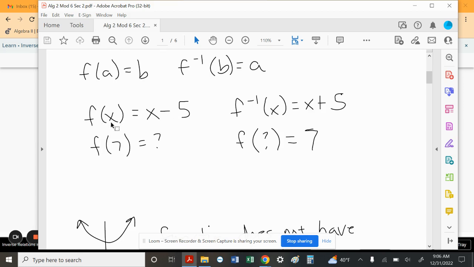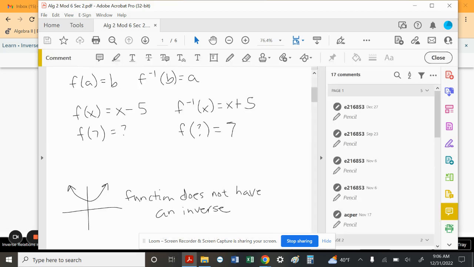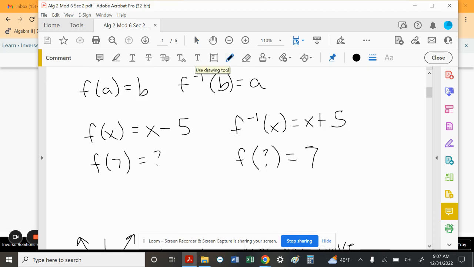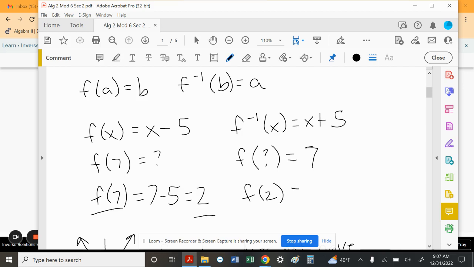Let's say that we have a function called f of x, which is equal to x minus 5. And this function, we want to evaluate it at 7. So f of 7 means that we plug in 7 minus 5, that equals 2. So f of 7 equals 2. Then f of 2 has to equal 7. If we plug it in here, 2 plus 5, that equals 7. So f of 2 has to equal 7 for these to be inverses of each other. So therefore, they are inverses.